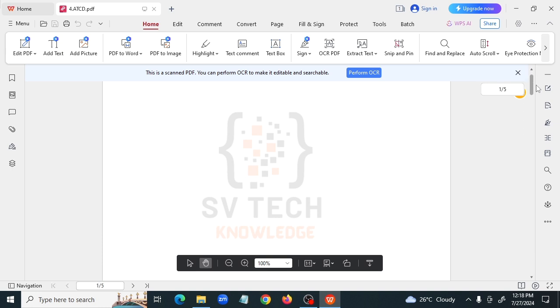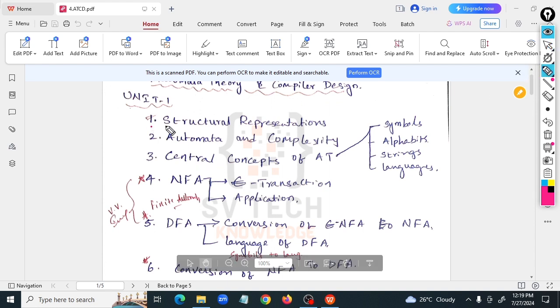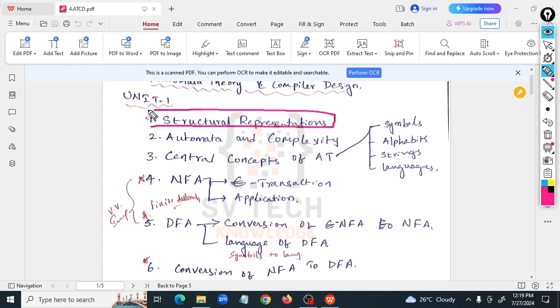So coming to ATCD important questions, first unit, first question, structural representations. Very important question from the first unit. Remember, in Automata Theory and Compiler Design, the first three units will be related to finite automata theory and the last two units will be related to compiler design. So in that, the first question of the first unit is very important.